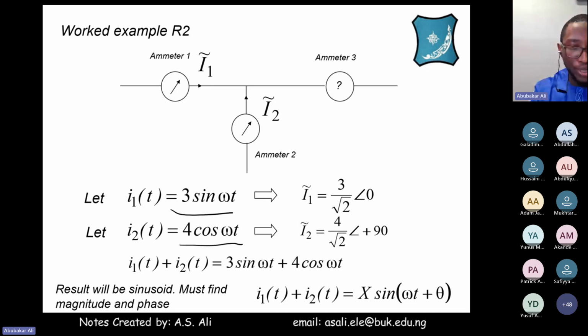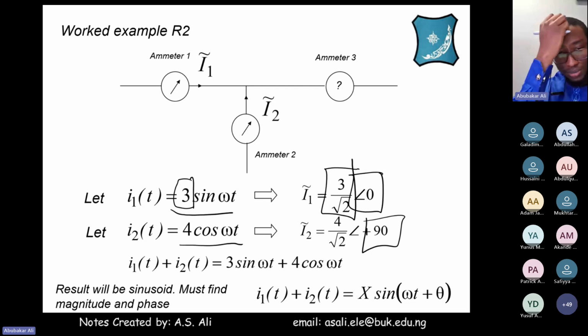You look at the amplitude of the sine wave or the cosine wave, and you will be able to know. So we know of this. This is the peak, and we can convert it to RMS. Sine omega t is nothing but angle 0. Cos omega t is nothing but angle 90 degrees.